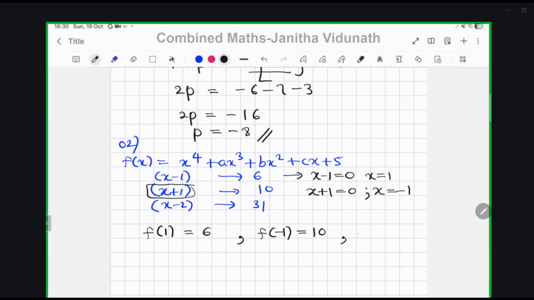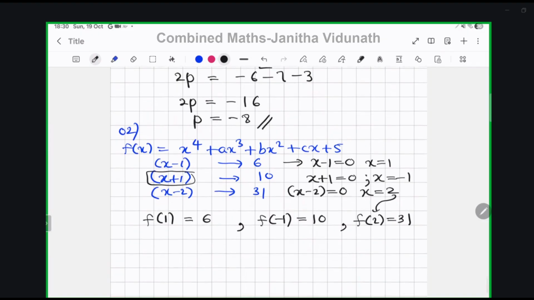Also, they have mentioned that f(2) is equal to 31. That means we set x minus 2 to 0. From there, we will get x equal to 2, then we plug that value in. Now we need to find three unknown terms, A, B, and C. For those three unknowns, we need three equations.